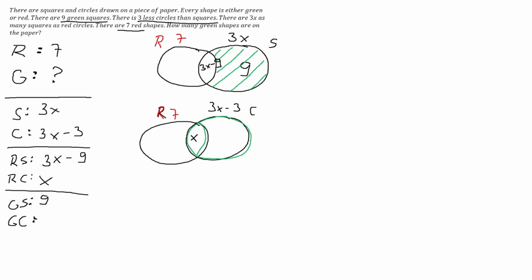minus x, so that's minus the intersection. So that would be 3x minus 3 minus x, and that can be simplified to 2x minus 3. So there are 2x minus 3 green circles. So now we've got everything.